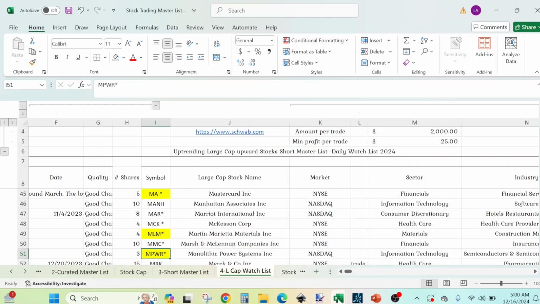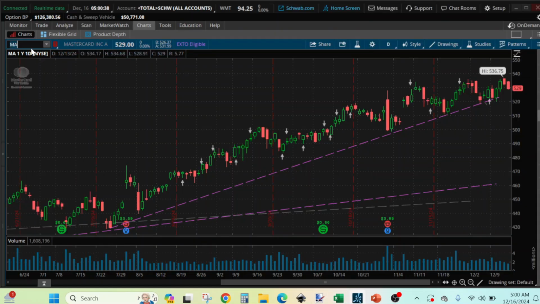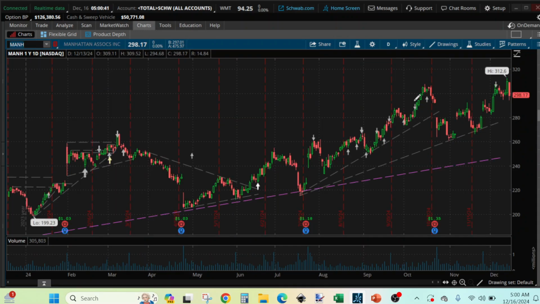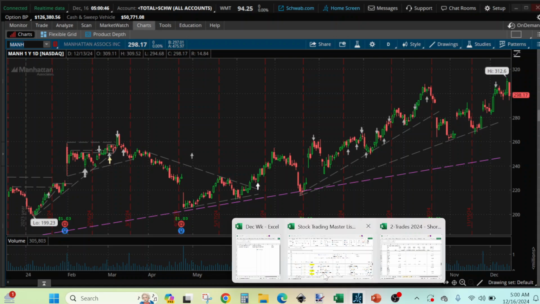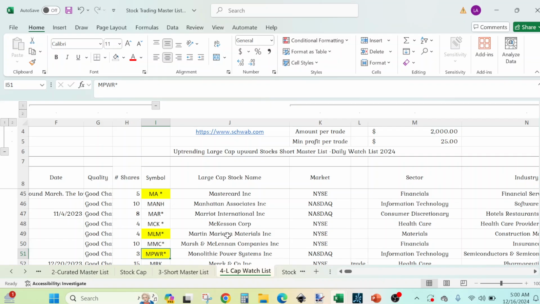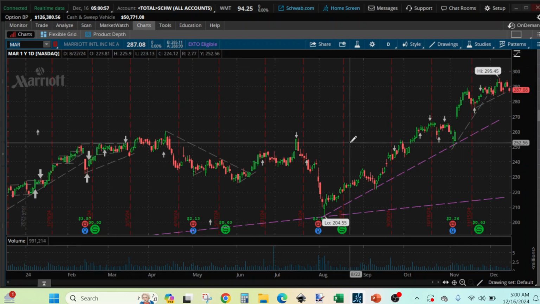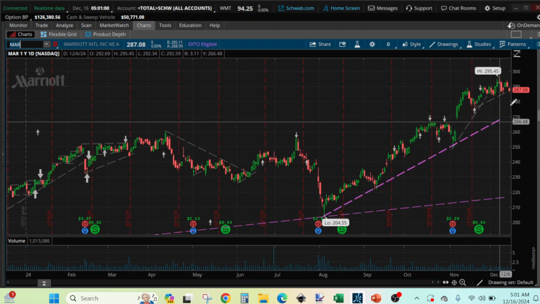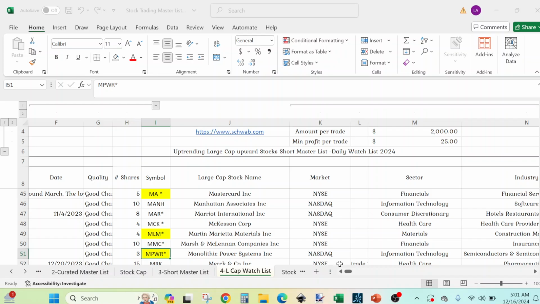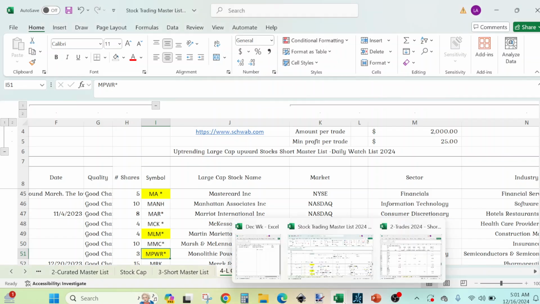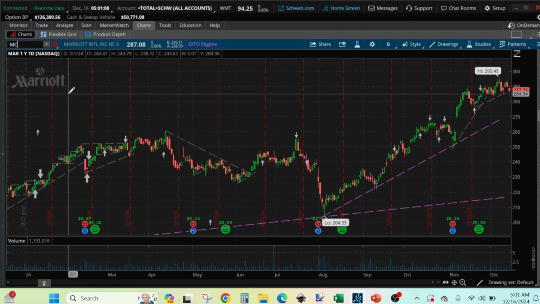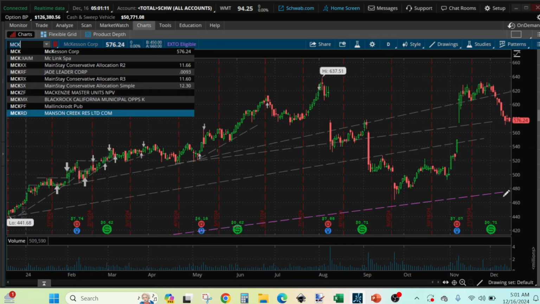MANH, we like to buy it on this line, so we are not doing anything with it, even though it pulled back Friday. MAR, and today could have the first green bar after that pullback. So we are aiming for this trend line, therefore we are not going to do anything with it. MCK, we are aiming for this line, it is pulling back.